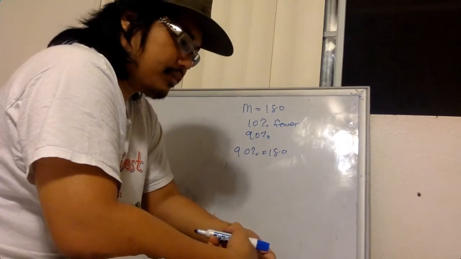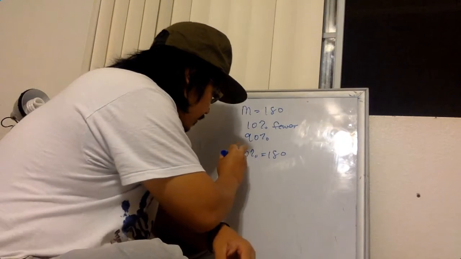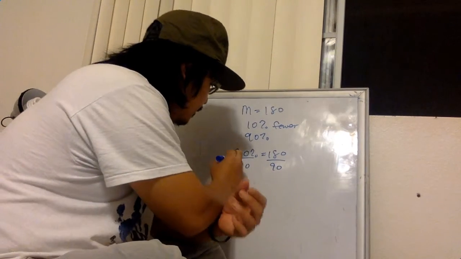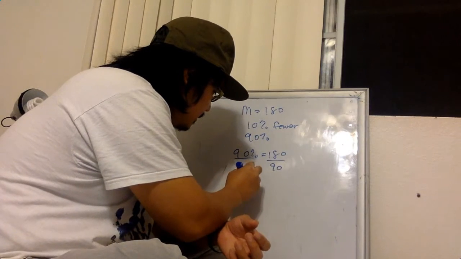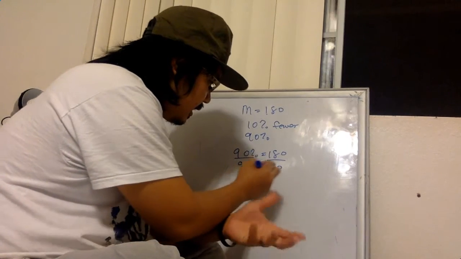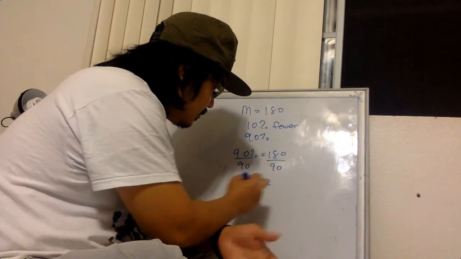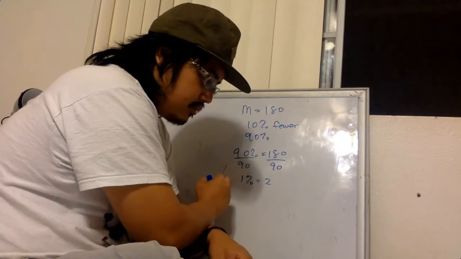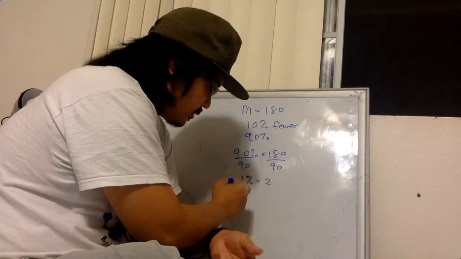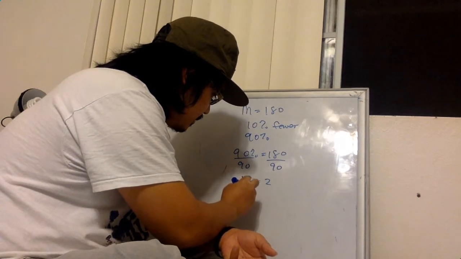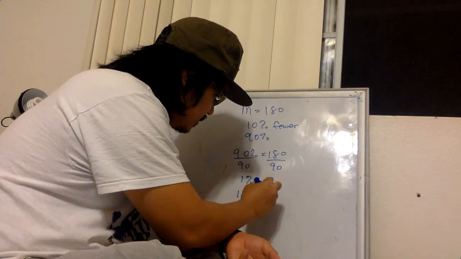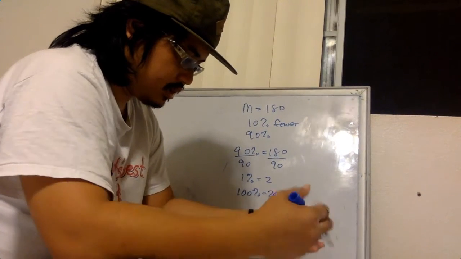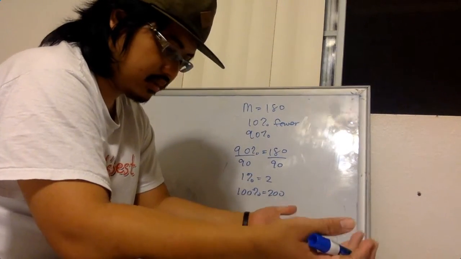Now I just go through my unitary method, and that's pretty straightforward. Divide both sides by 90. So 1% is equal to 180 over 90, which is 2. So 1% is 2 books or whatever. So 100% is 200. So apparently John has 200 books.